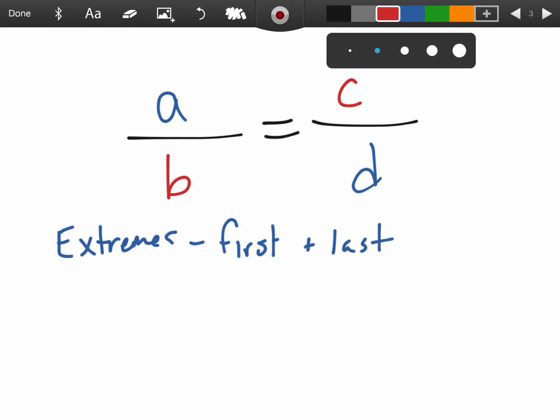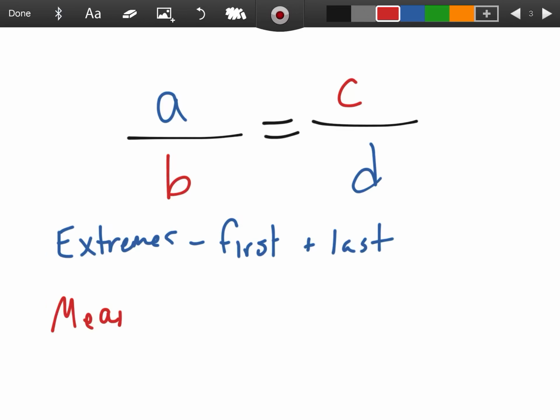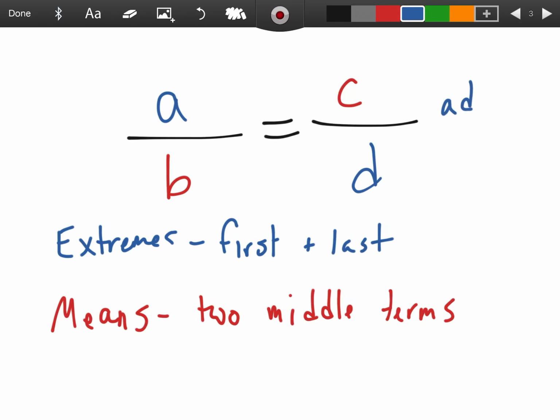And then my two red terms, those are known as the means. Those are my two middle terms. All right, so let's think about, well, why is this important? Well, we know when we cross multiply, what we're going to wind up doing is we're going to multiply the two extremes together, and we can say that that must be equal to the two means multiplied together. All right, when we do that cross multiplication.